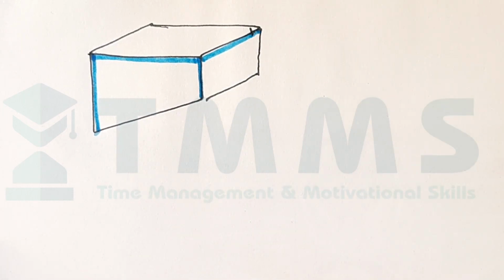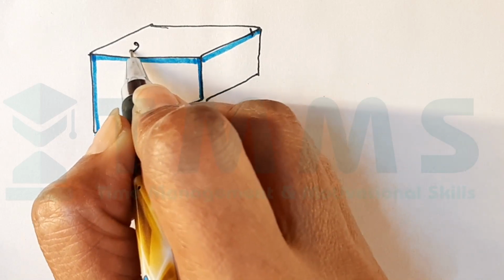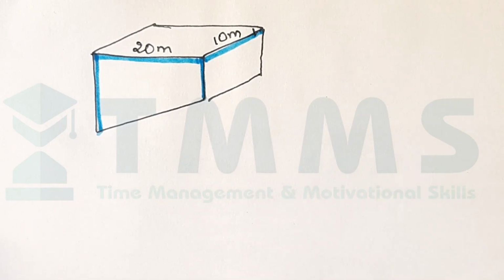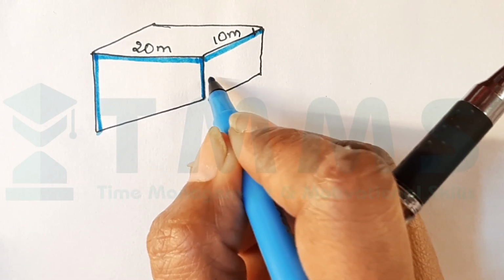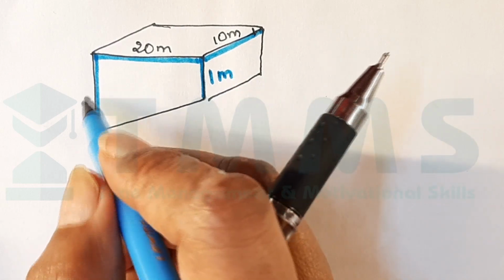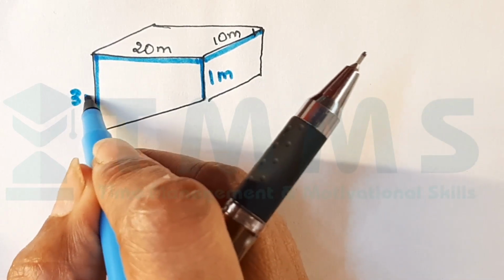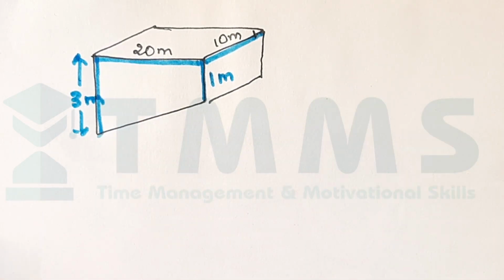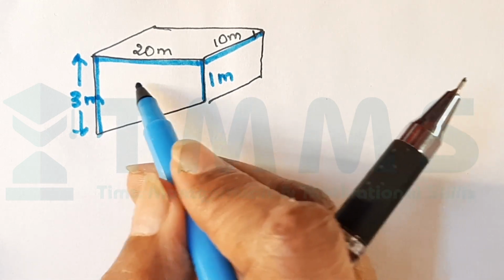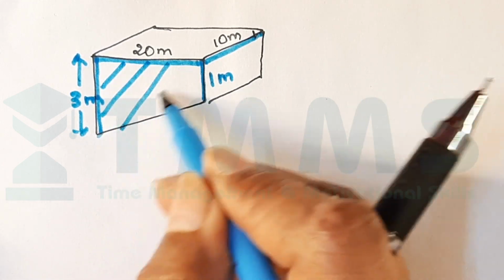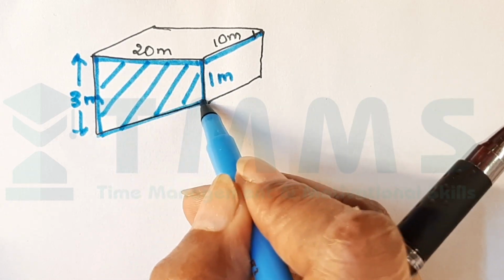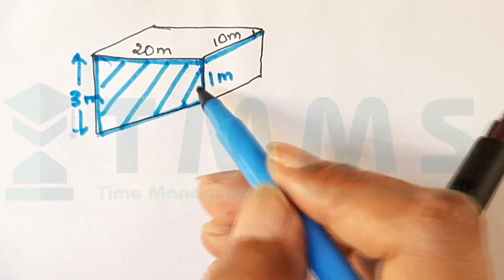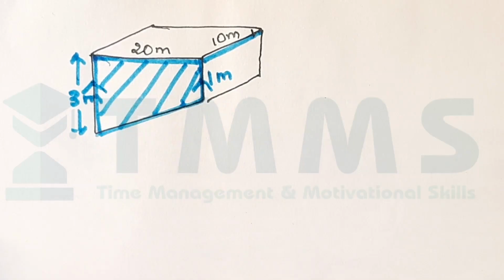Now our question says that the length is 20 meter and the breadth is 10 meter. And the shallow end here, it is 1 meter, and the deep end is 3 meter. Got that? From here to here, it is 3 meter. Now in order to get the capacity, you have to look at the area of cross section. Can you see this area of cross section? Now this area of cross section is a quadrilateral in which this side and this side, they are parallel.